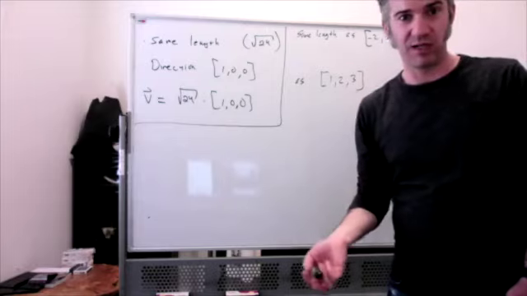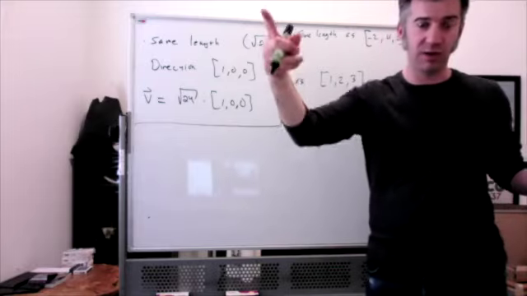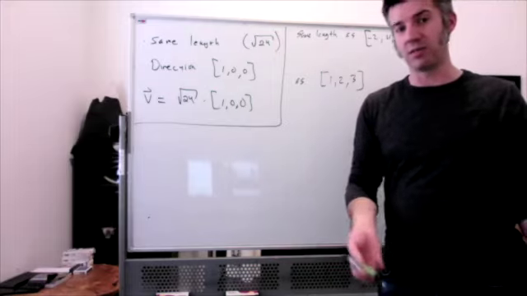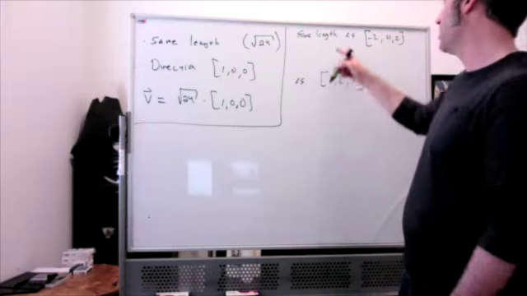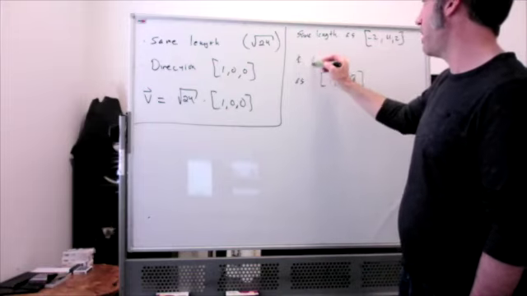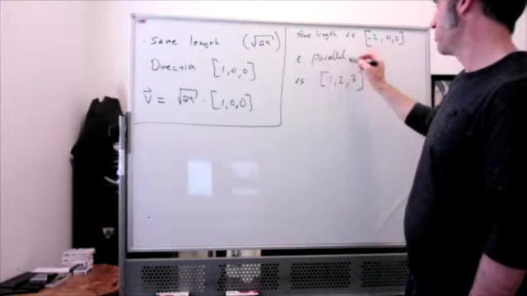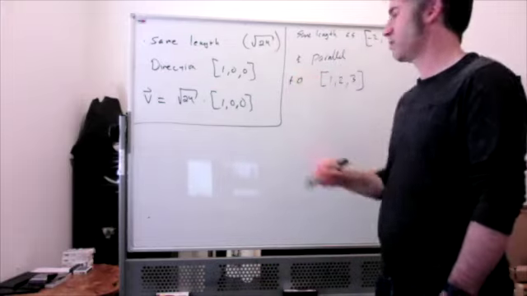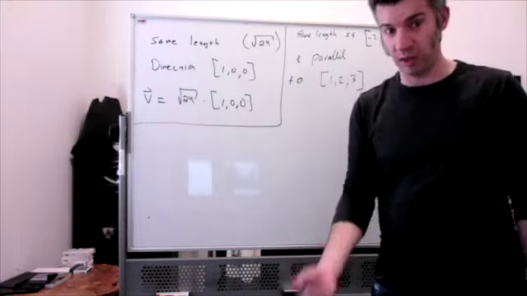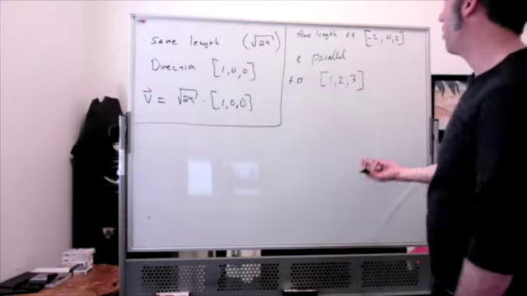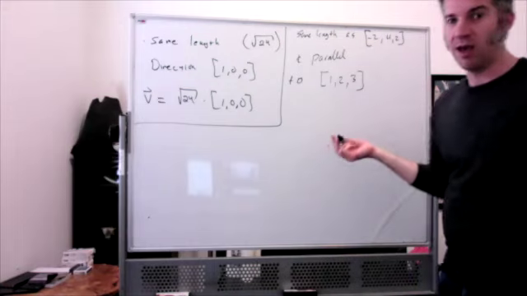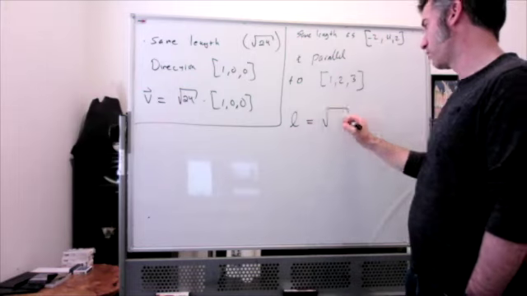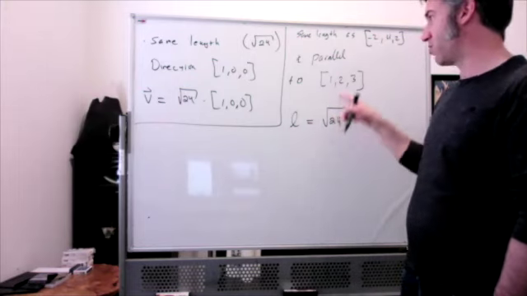I would say in the same direction as, because I always think of a vector as just having a direction. But this is not a direction vector because it's not a unit vector. So the way they write it, which is probably technically better, is to say same length as this and parallel to. But here's the thing. Parallel vectors are in the same direction. So what they're really trying to get us to do is say, okay, I want the length to equal the square root of 24. And I want the direction to be this direction.